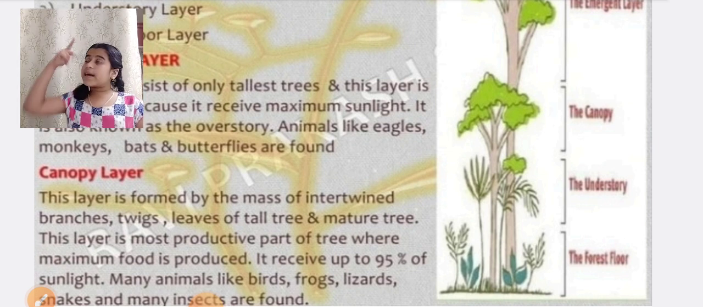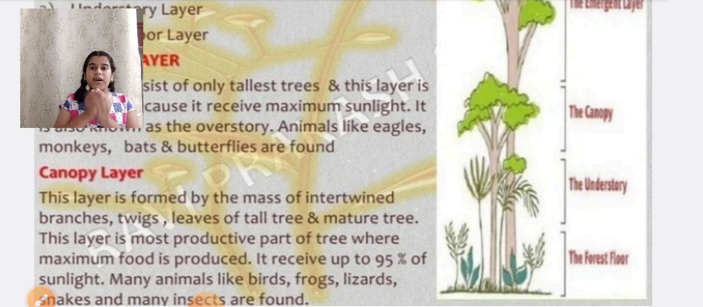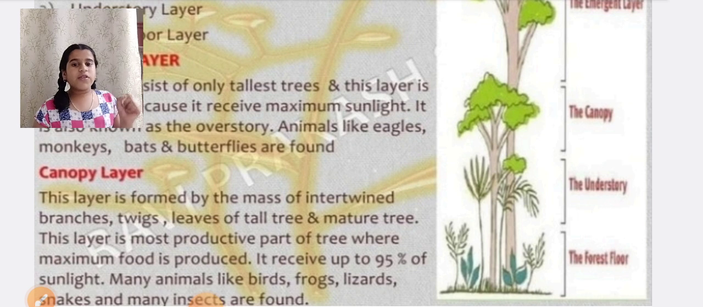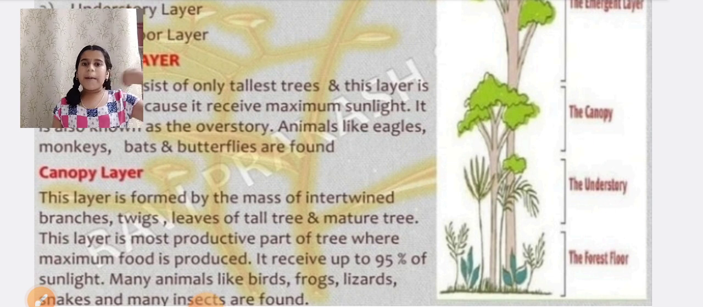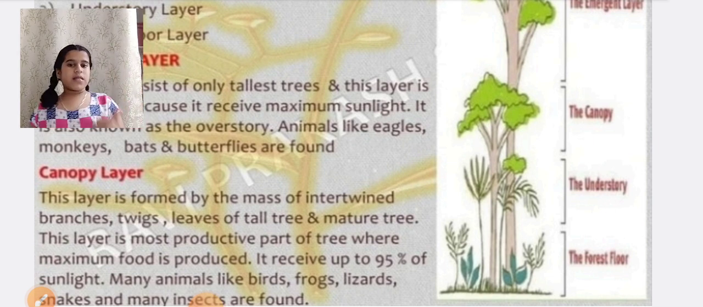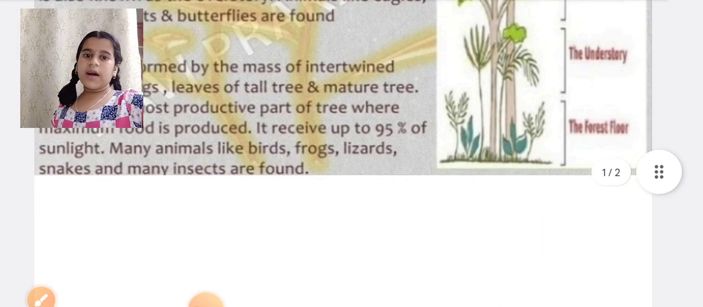Canopy is the second tallest layer, and it has a drip tip leaf structure, and here most of the food is produced. It receives 95% of the sunlight, and many animals like to live here. Did you understand about the emergent and the canopy layer? I hope yes. So shall we go to the next layer?